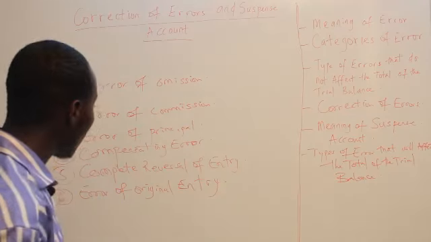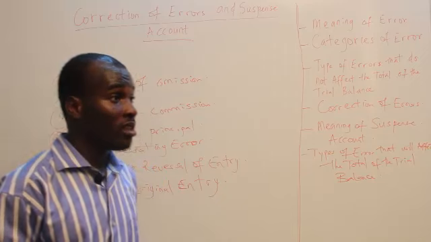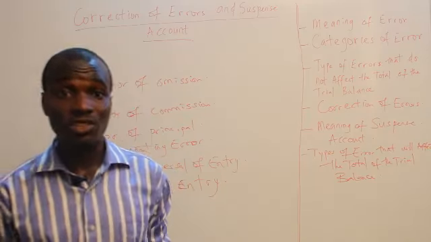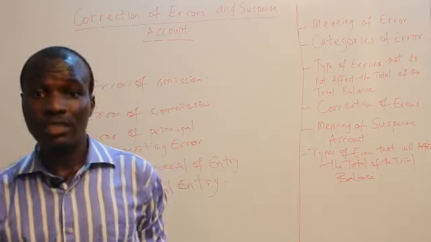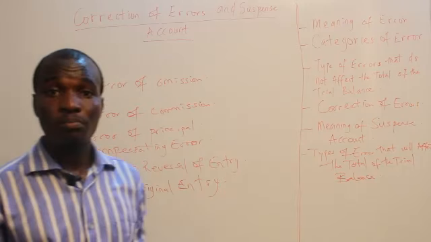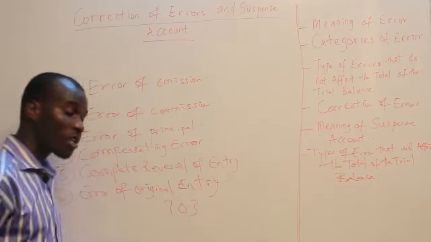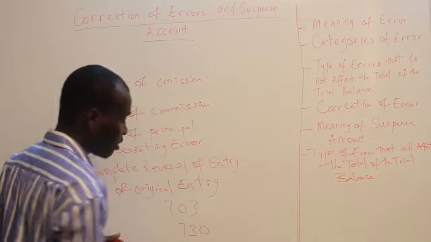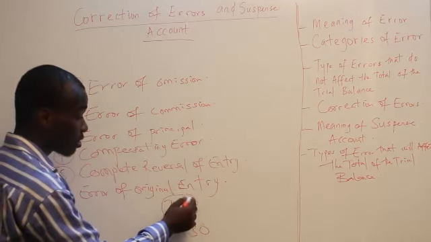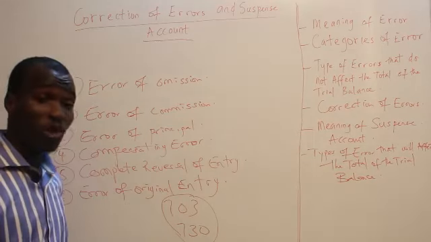Then we have errors of original entry. The errors of original entry means recording of a transaction, recording the wrong figure in the account. Maybe goods sold to a buyer with an amount of 703 was recorded as 730 in the book, because this can come as a result of similarity in the figure. So the errors of original entry deal with wrong figure in the book.